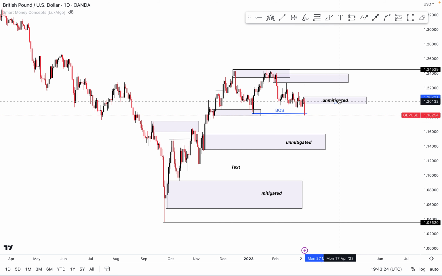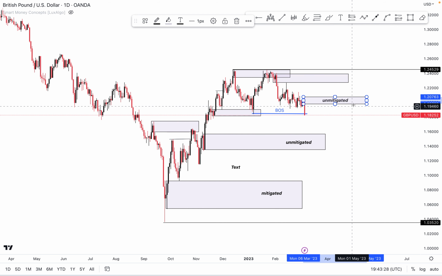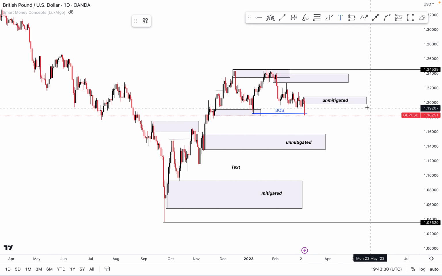Unmitigated supply. Unmitigated supply to the downside. So you can label it unmitigated supply.